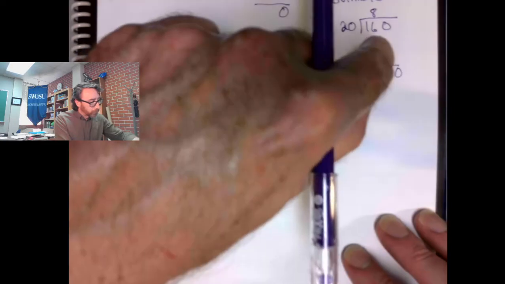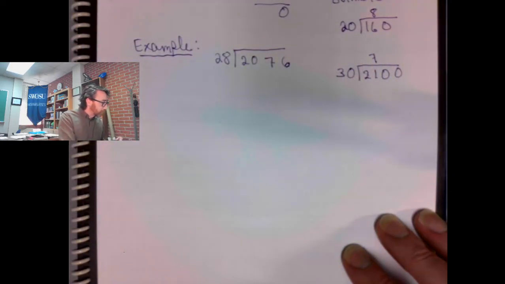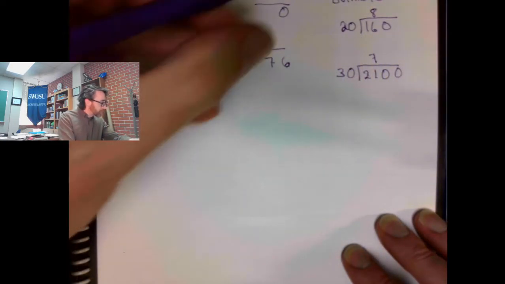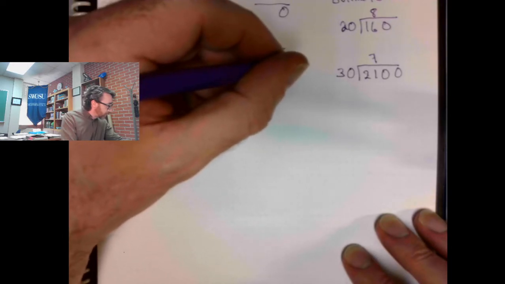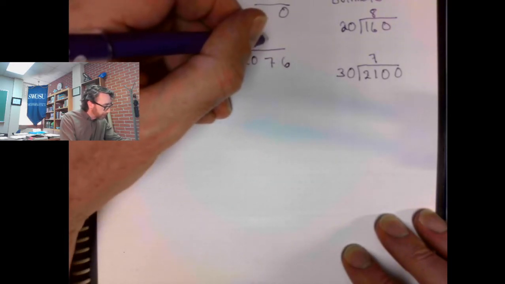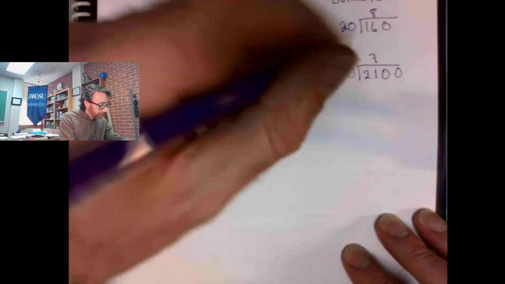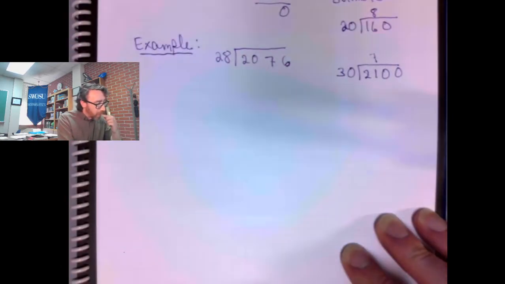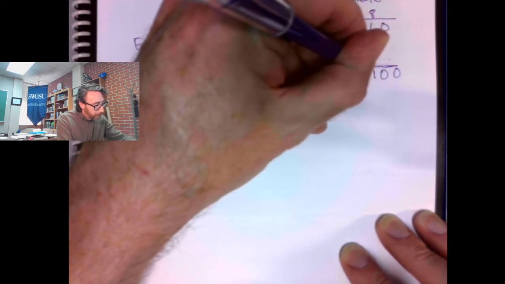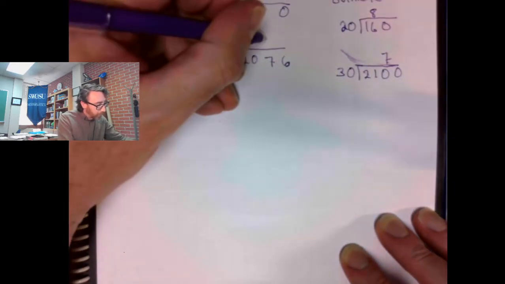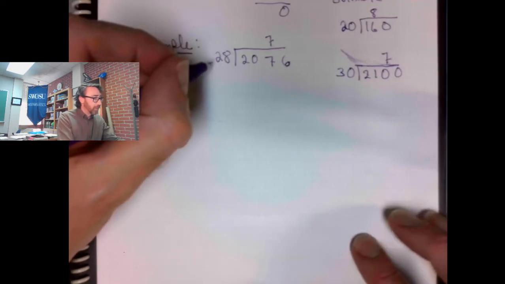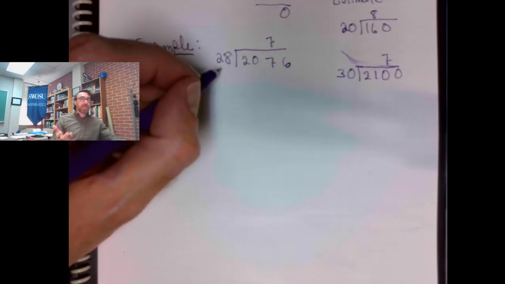And the 7 would go over there. Okay, I have my 7 in the wrong spot here. Should have been there. Okay, so my 7 should go here. Okay. All right, 7 times 28.